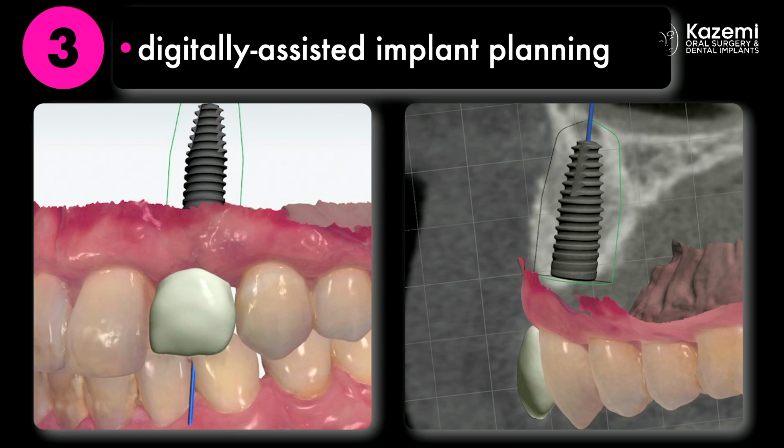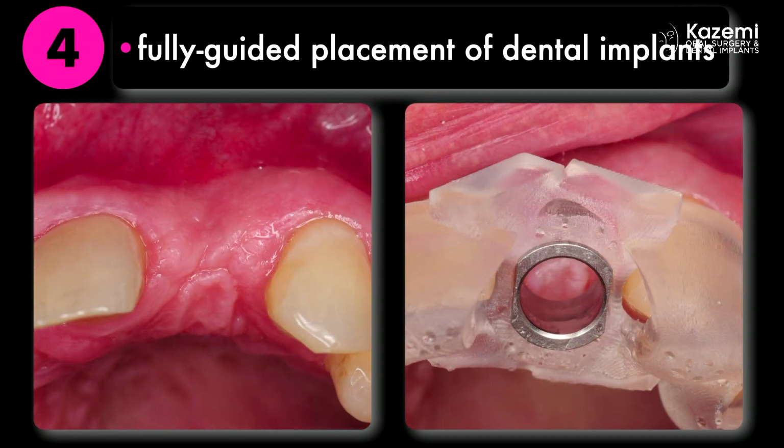So for optimal accuracy and precision, we're going to take a cone beam CT scan and also a digital impression that are then merged into a software for virtual implant placement surgery and planning. And all this information is then sent to a 3D printer to fabricate a surgical guide. And here's the patient with the augmented site and also the surgical guide that was fabricated using the 3D printer, and we're going to use this guide for a fully guided implant placement.